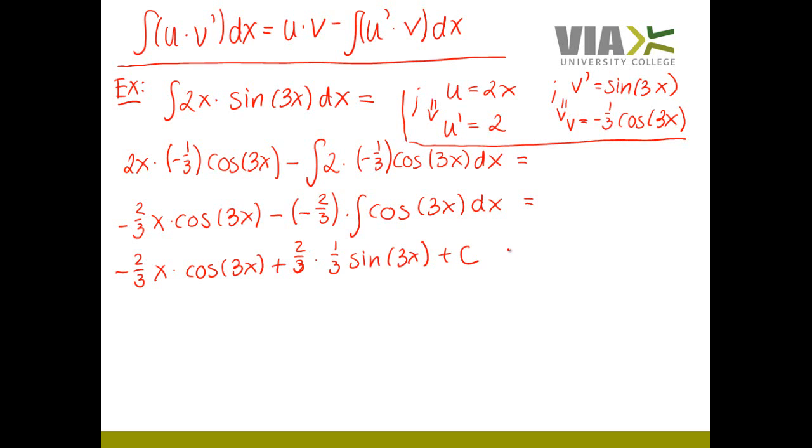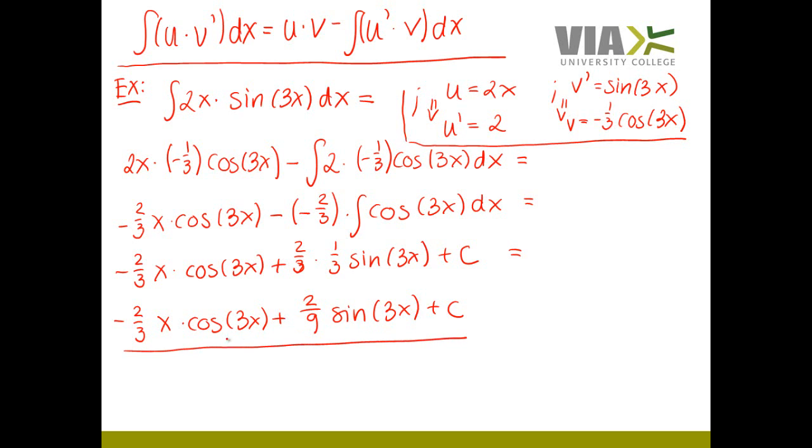So now we're almost there. We just need to simplify a bit. We have minus 2/3 x times cosine 3x plus 2/3 times 1/3 must be equal to 2/9 sine 3x plus c. So now that we have solved this rather complex assignment using the integration by parts method, figure out that the result is what we have here.